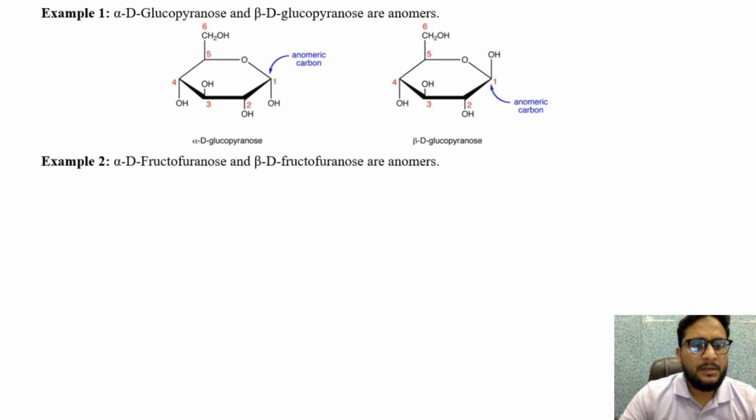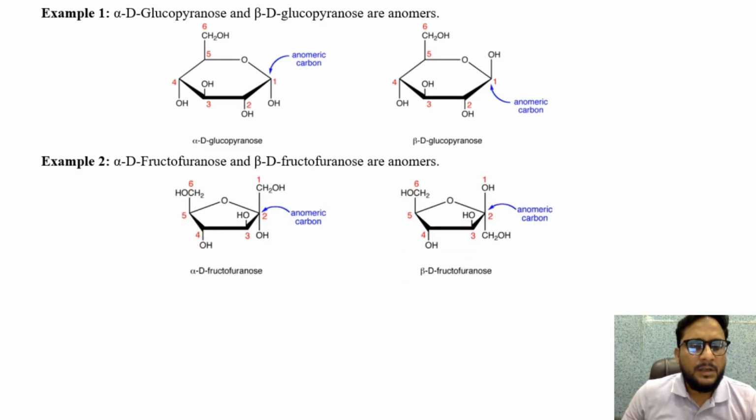And then in the next example of alpha D fructofuranose and beta D fructofuranose, they are also anomers because again at the anomeric carbon, since in case of fructose it is the carbon atom number 2 which is the anomeric carbon. So in these two examples you can see that at this anomeric carbon OH is going down, so again this is alpha D fructofuranose, and here OH is going up, so it is a beta D fructofuranose.